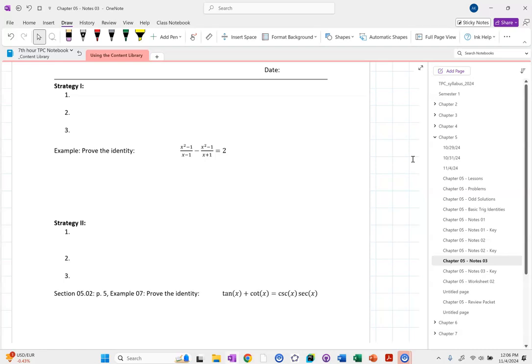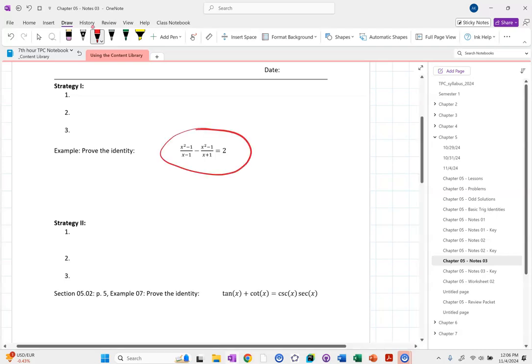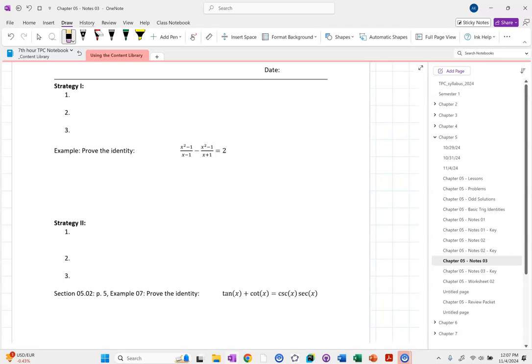My first volunteer is going to be Emily. What do you think we should do first? Which side would you want to work on? The left side. Excellent. I think that you'd be a crazy person to want to start with the right.